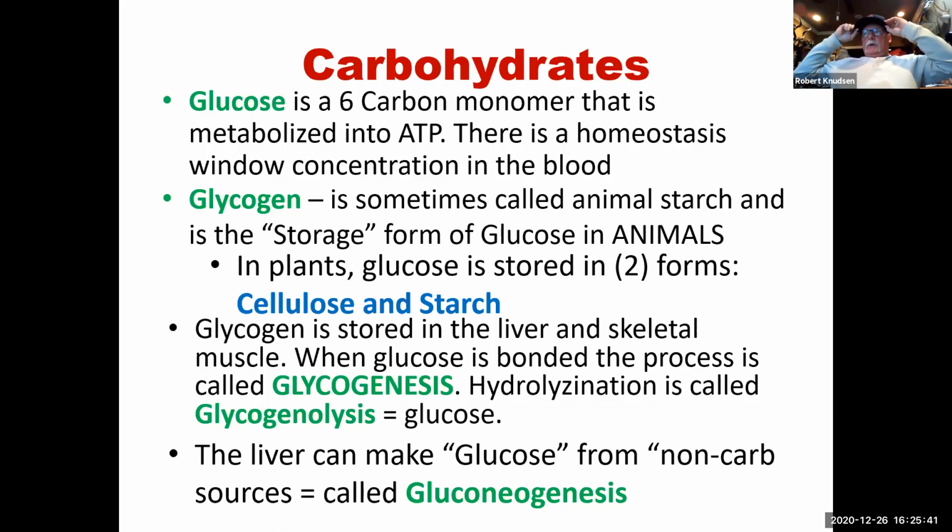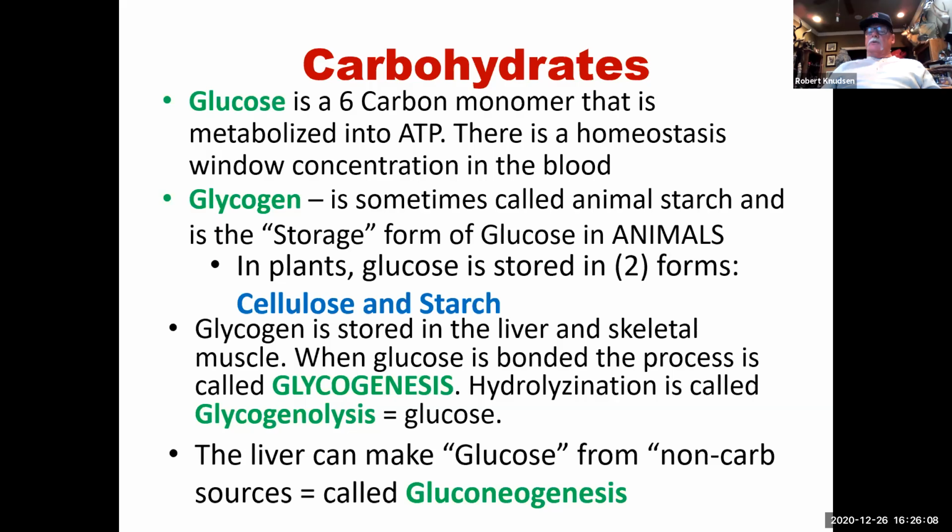Okay, so how does that work? Well, we've always heard of insulin, haven't we? And we know that insulin takes glucose out of the blood. Okay, so insulin doesn't physically take it out. It opens up doors in certain cells that allows glucose to go inside. Once it's inside, there's an enzyme that puts it together to form glycogen, and the process is called glycogenesis.